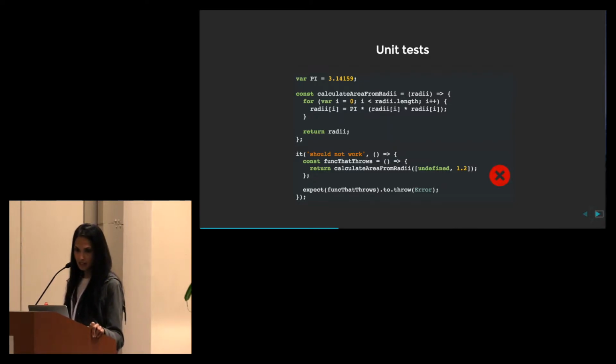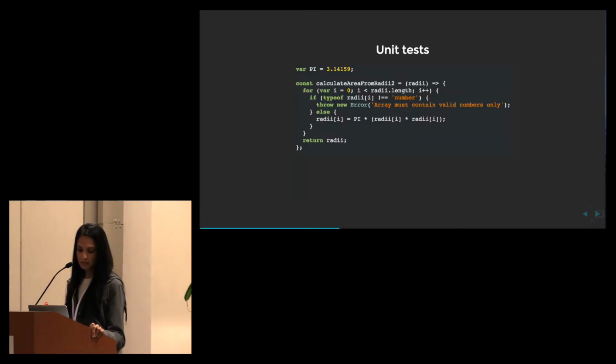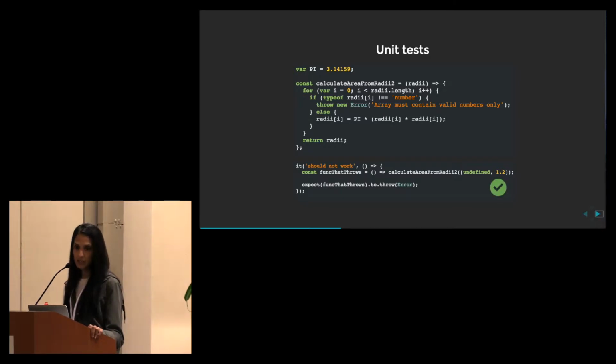This time, it doesn't pass because our program doesn't throw the error. So then we go back, we fix our program, we make sure that we're checking for the type of the input, and then we run our test again, and it does pass. It does throw.